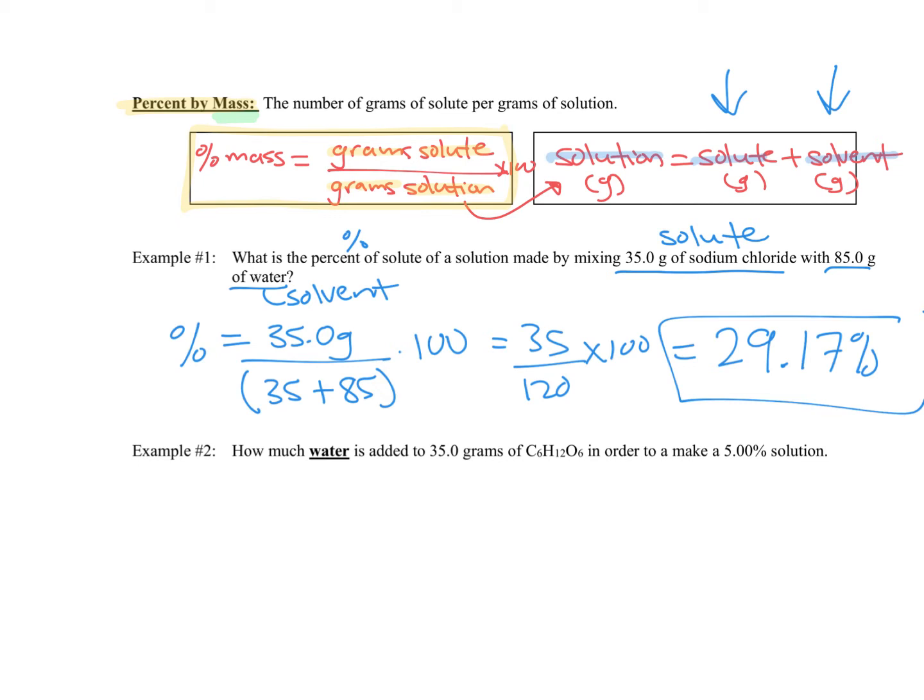And as you've been catching on, anytime we give you a math formula, we don't always have to give you the same variables. As long as we give you 2 of the 3, you can solve for the missing one. So I want to work through example number 2. It wants to know how much water is added to 35 grams of glucose in order to make a 5% solution. So if I label things, 35 grams of glucose is the solute, and they've given us the percent. We're looking for the solvent, water.